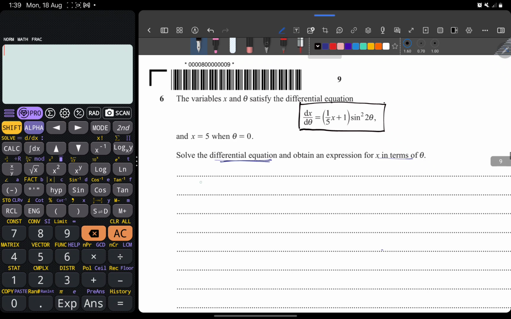So differential equations are just a stretch. They're just another form of integration, only that they have one other step. So let's copy it down and let's see. 1 over 5x plus 1 multiplying sine squared 2 theta. All right, so now let's get to work, right?